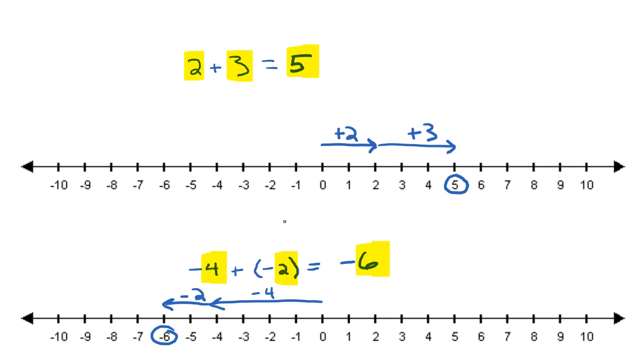Think of it this way. If it's 2 degrees below 0, and you add another 4 degrees below 0, you are 6 degrees below 0. Or in football, if you lose 4 yards and then you lose another 2 yards, you're 6 yards back. So when you add two negatives, you get a negative, and by definition, if the signs are the same, you are going to add the absolute values.